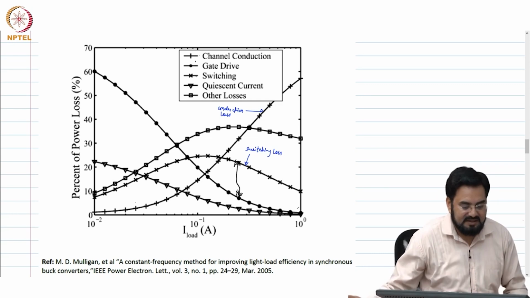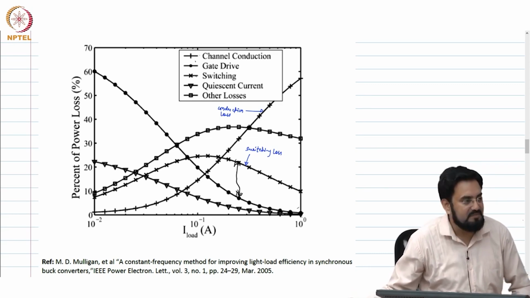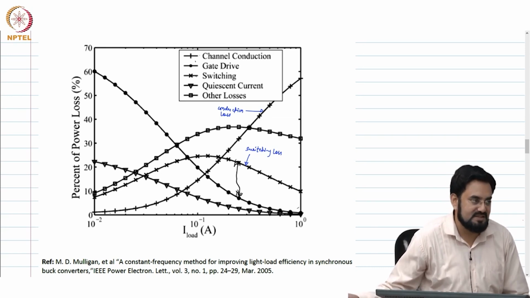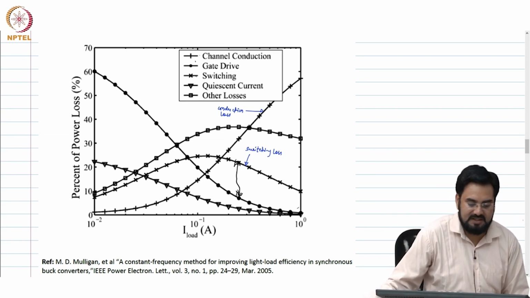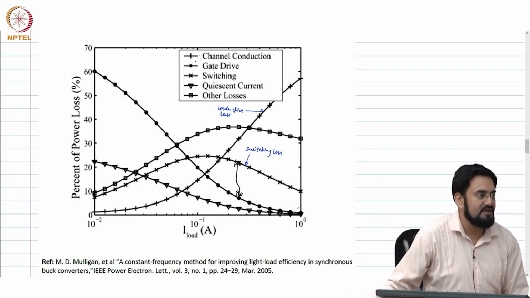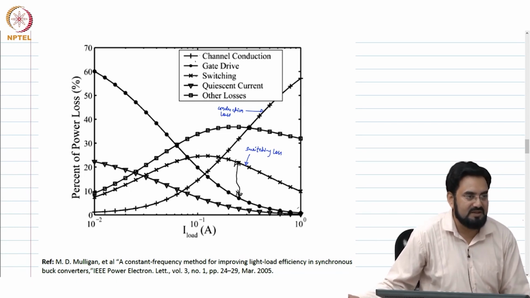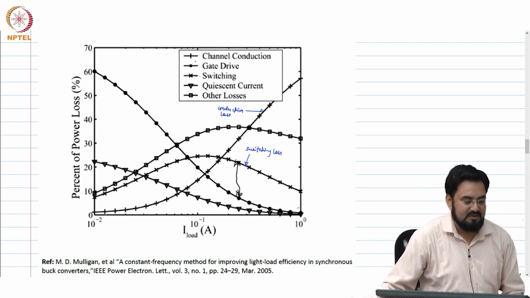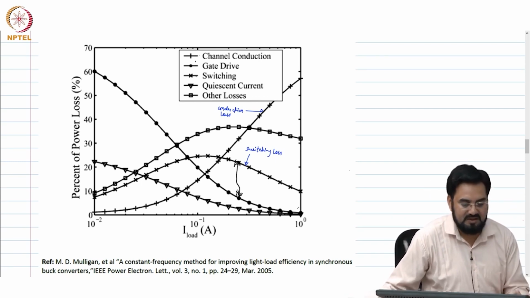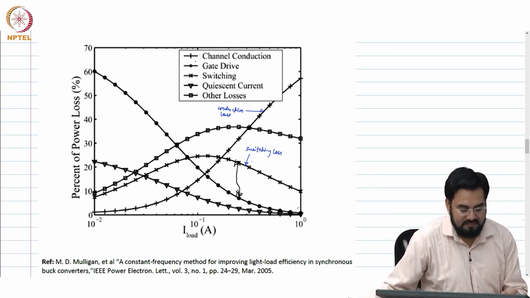Okay. So do not think that if you are losing 100 milliwatt here, you will be losing 100 milliwatt there also, that is not necessary. But you might be delivering maybe 2 watt or 3 watt when you are losing 100 milliwatt, and when you are losing 10 milliwatt, you might be delivering only 100 milliwatt at that point. So percentage wise, your efficiency might be less at light load compared to the high load.